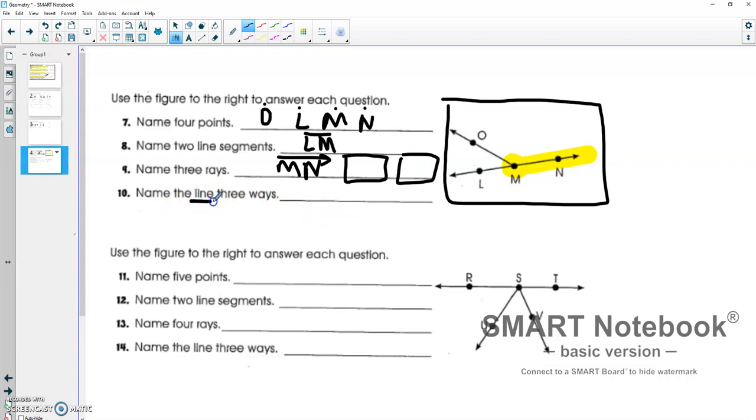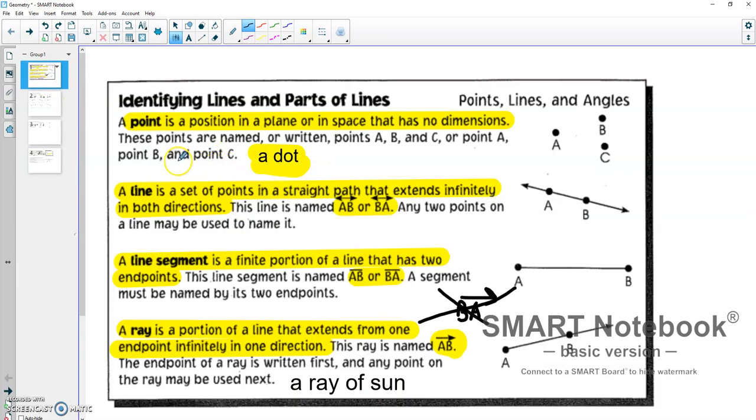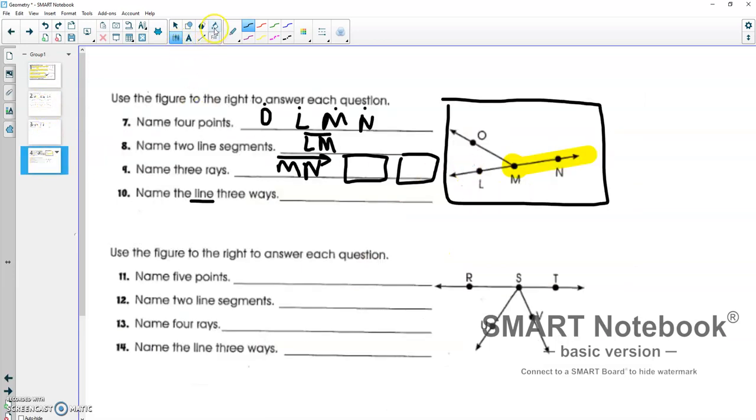This one, name a line. So what's a line? A line goes on forever. It has 2 arrows, one in each direction. So let's look up here. Where do we see two arrows in a straight line? If you said LMN, that is a straight line. I see two arrows at the end, and it's going on forever.